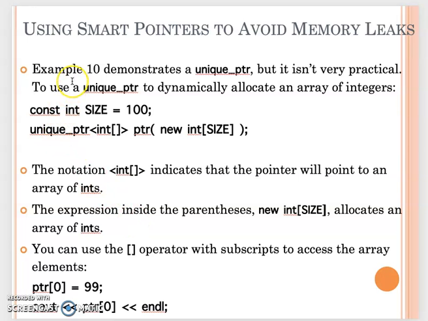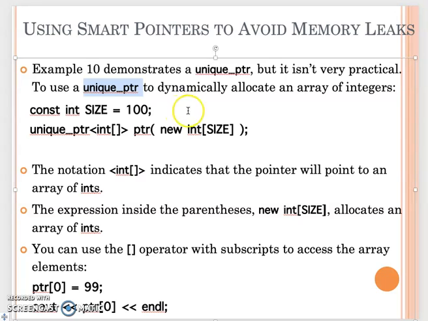So example 10 actually demonstrates the unique_ptr to refer to a variable. But usually we don't really do that much. Most of the time when we're using the pointer to dynamically allocate memory, we do that for an array. So then we will see how we use the unique_ptr to create the dynamic array.